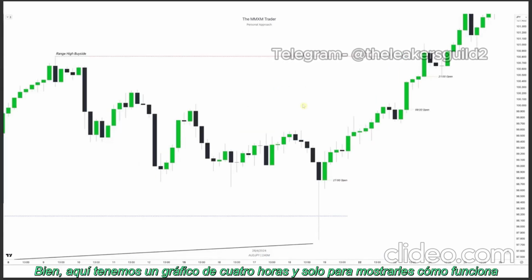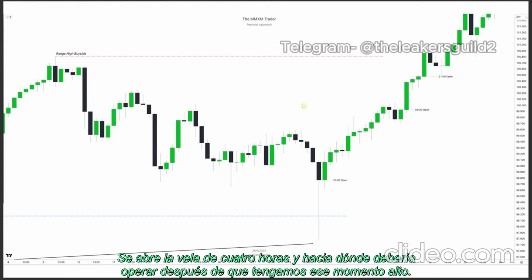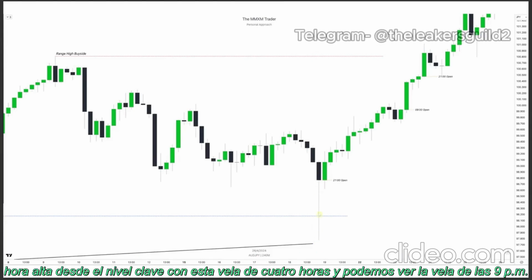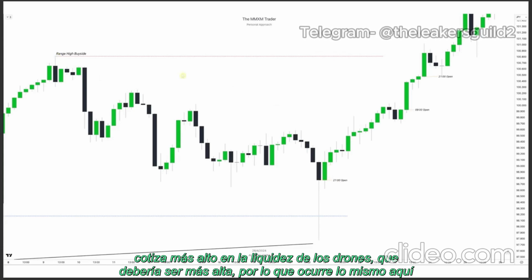Right, so over here we've got a 4-hour chart, right? And just to show you guys how the 4-hour candle opens up and where it should trade towards after we have that higher time frame narrative, right, and that liquidity purge and the manipulation phase. So we hit a higher time frame key level, right, with this 4-hour candle, and we can see that the 9 p.m. candle trades up higher into the drawn liquidity, which should be higher.